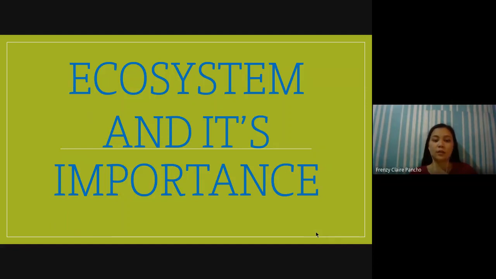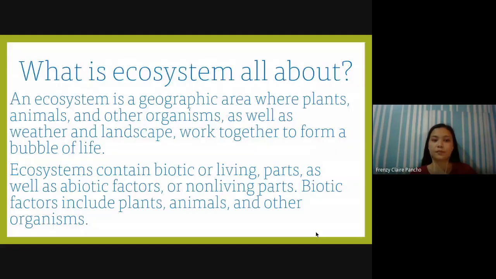The ecosystem and its importance. What is ecosystem all about? An ecosystem is a geographic area where plants, animals, and other organisms, as well as weather and landscape, work together to form a bubble of life.